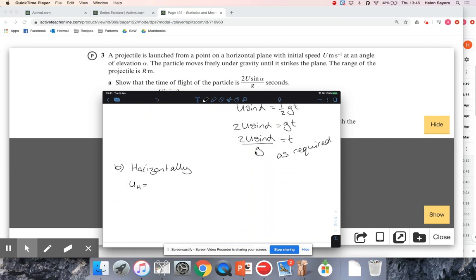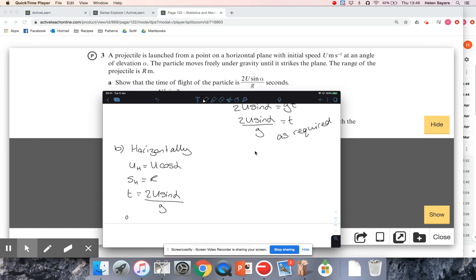So horizontally, my initial velocity is U cos alpha. The displacement horizontally we're calling R. We know that time is 2U sine alpha over G. And horizontally, because we ignore air resistance, the acceleration is 0. So I can use Suvat. I could use S is ut plus a half at squared.